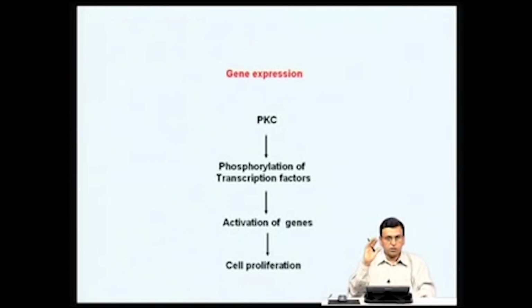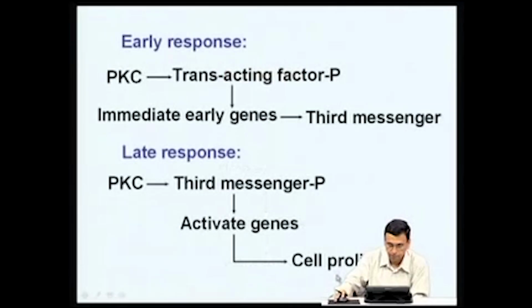One of the main functions of protein kinase C, especially the major mechanism by which protein kinase C activates cell proliferation pathways, is by activating the expression of a very specific set of genes. So, the protein kinase C acts as a regulator of gene expression primarily by phosphorylating certain specific transcription factors, which then activate specific genes involved in the cell proliferation pathway, leading to cell division and cell proliferation. So, this is one of the important physiological processes regulated by protein kinase C.